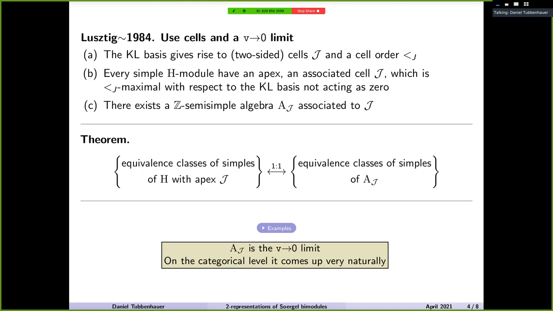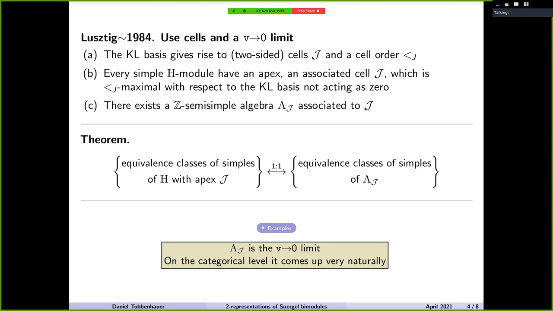The cells are defined by a basis element times another basis element giving you a sum of basis elements, and you collect the terms that are non-zero, and they end up in higher cells. Basically, that's the definition. I'll show you an example in a second. You have cells, and you have a cell order coming with the cells. That was known at the end of the 70s, in the Kazhdan-Lusztig paper already. And then Lusztig says the following: to each simple module of the Hecke algebra, he associates a maximal two-sided cell, which he calls an apex.